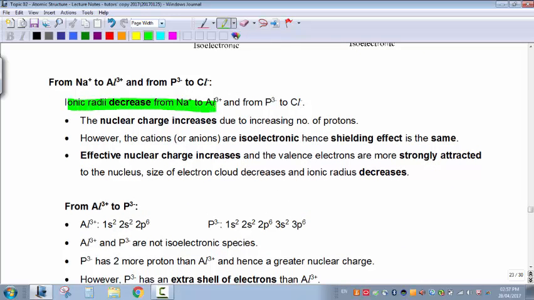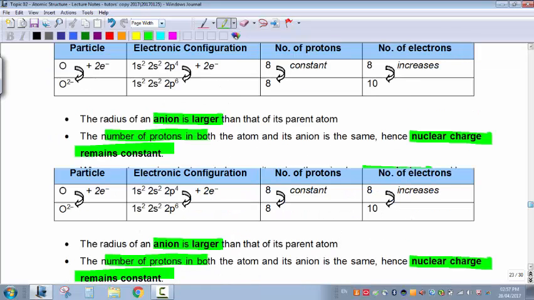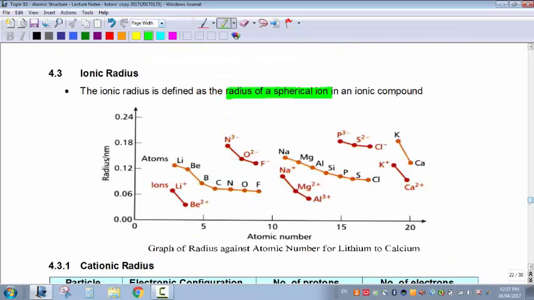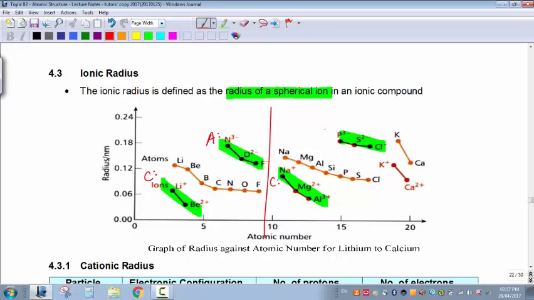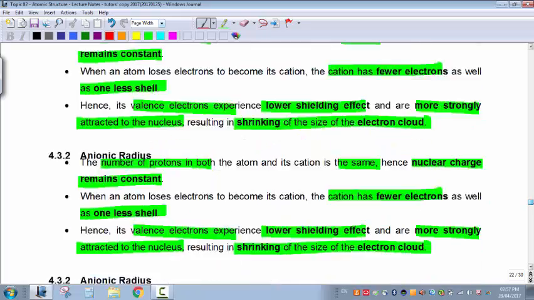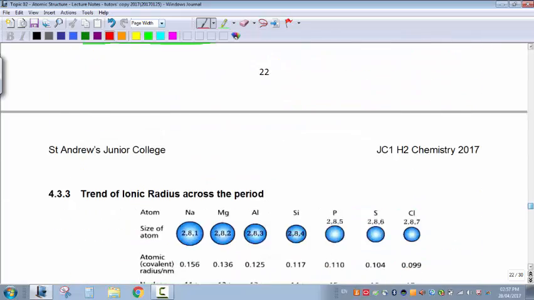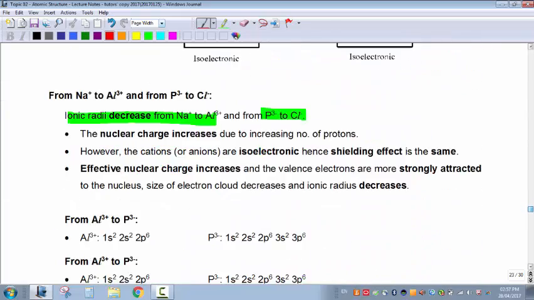the ionic radii decrease. You will notice that down here, for the radius, it's two separate graphs. One for the anion, one for the cation. Alright, this is for the cation, this is for the anion. For the next period, this is for the cation, this is for the anion. It's two different graphs, two different lines, unlike that of the atom. Why?